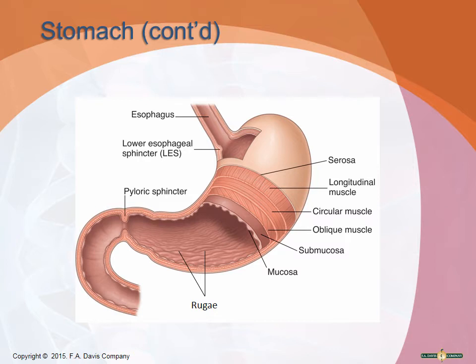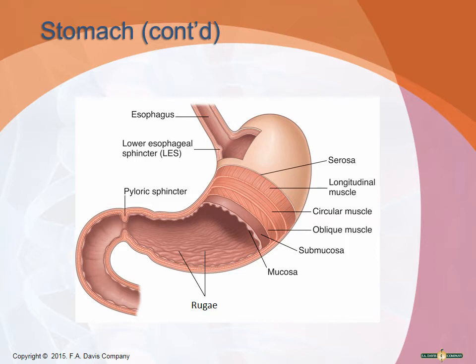You have also rugae, just like we saw in the urinary system. The stomach can expand to accommodate a larger volume. And extreme eaters will kind of test the limits there.